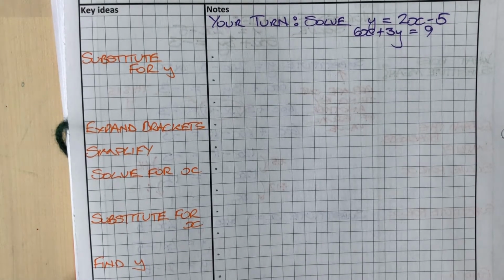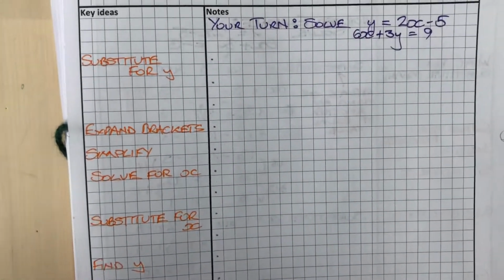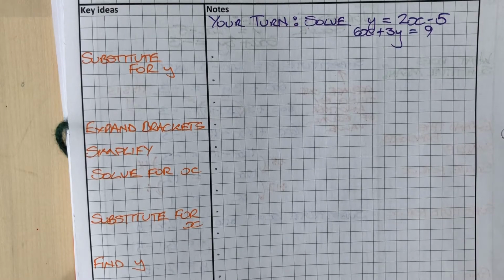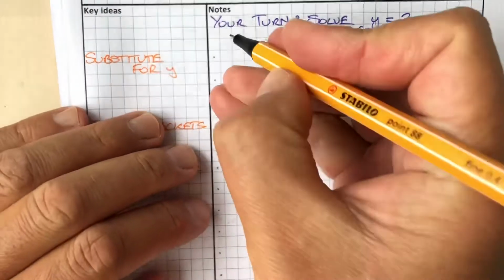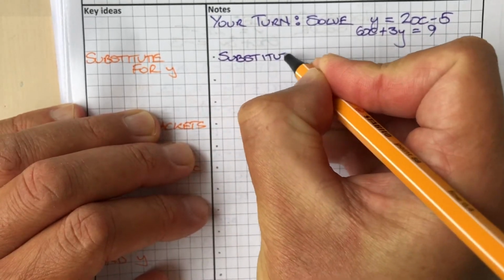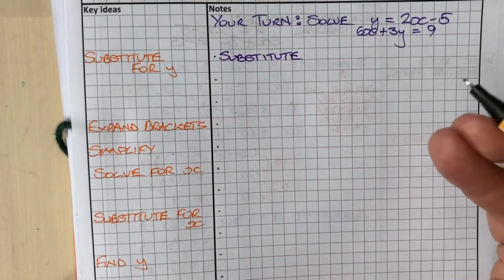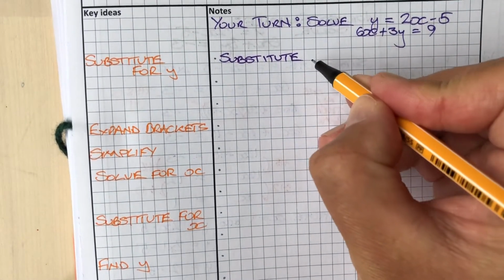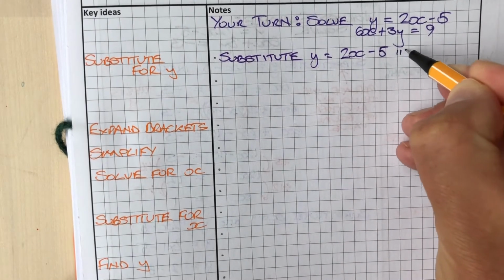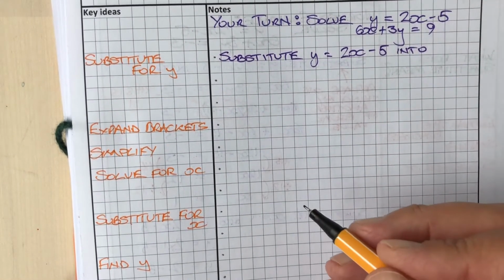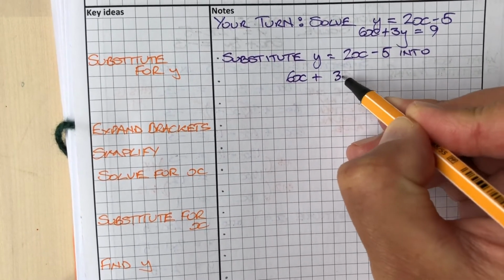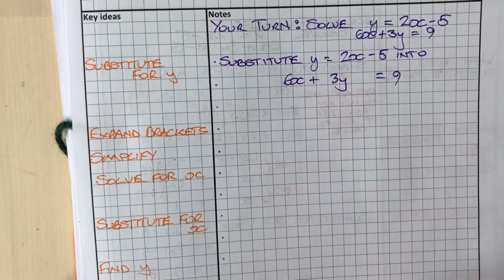Okay, here we go then. I should be doing this in purple, shouldn't I? That's my colour code. Right, so I am going to substitute the simpler equation, y equals 2x minus 5, into the more complicated equation. So that's 6x add 3y equals 9.